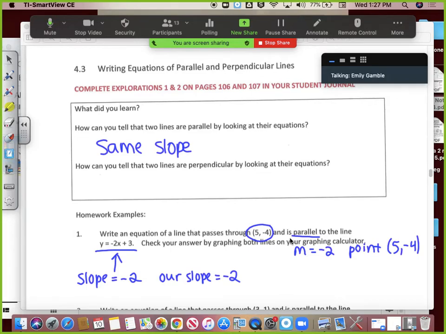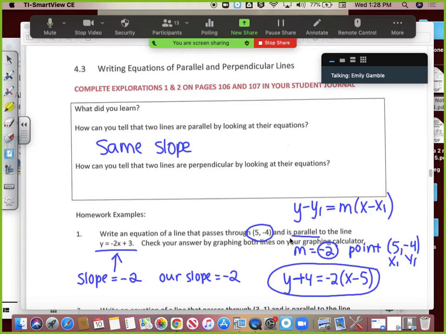Yes, not a trick question. Point slope formula. The formula for point slope is y minus y1 equals the slope times x minus x1. So, since we know that the slope is -2, and this is the point that we're passing through, we can create the equation y minus -4, which would be y plus 4, equals the slope of -2 times x minus 5, and that would be the equation of the line that passes through 5, -4, and has a slope of -2.